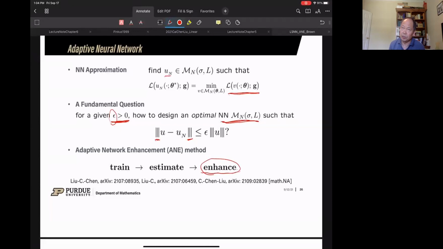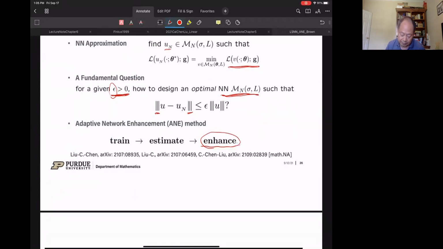It's not easy to look at a multi-layer neural network, so we wrote 2 papers on 2 layers. It's much easier that way. So let me explain that. Okay.